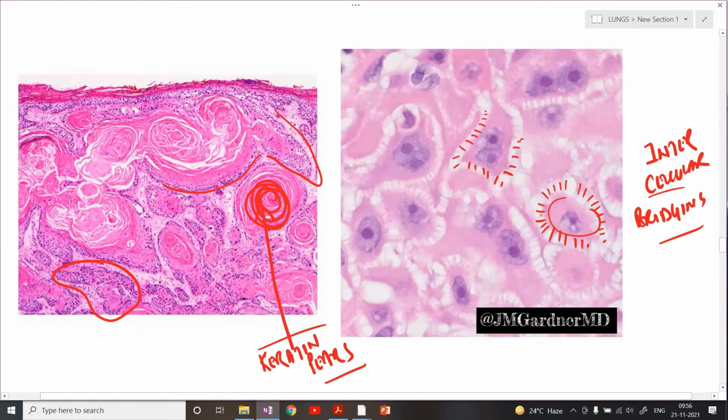Okay, so these are the squamous cells. If you see, they are having prominent nucleoli. See the irregular nuclear membrane. So I can say this is a cancer.